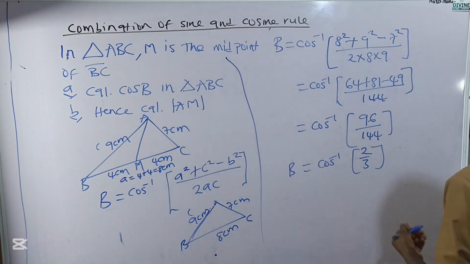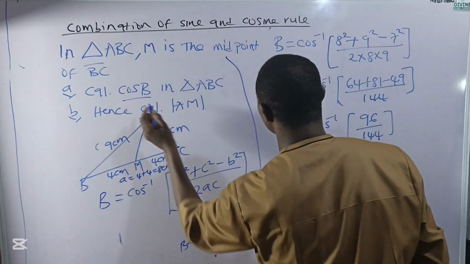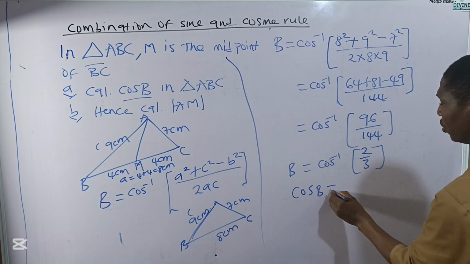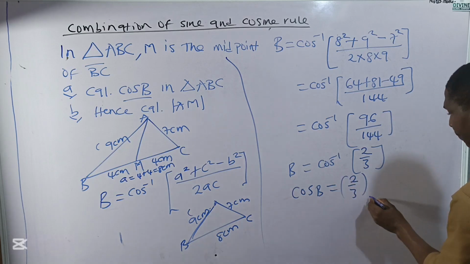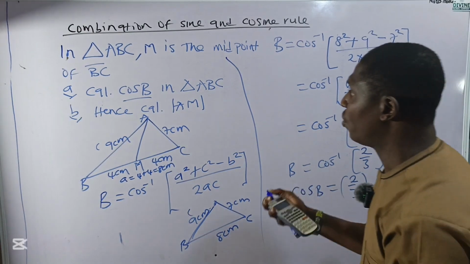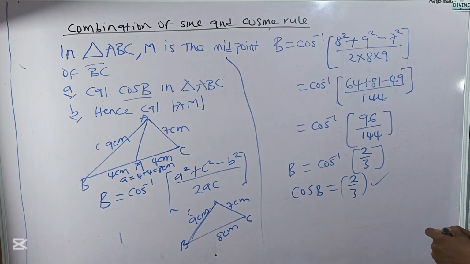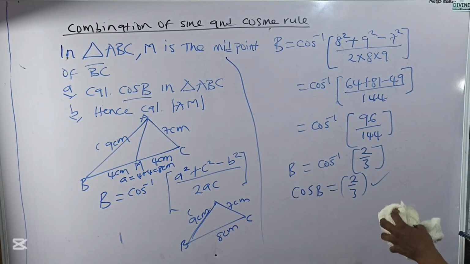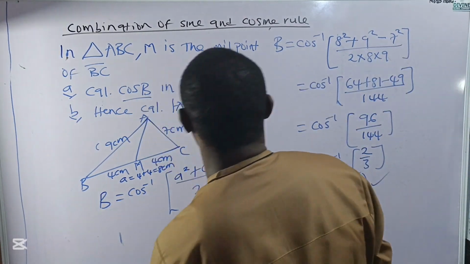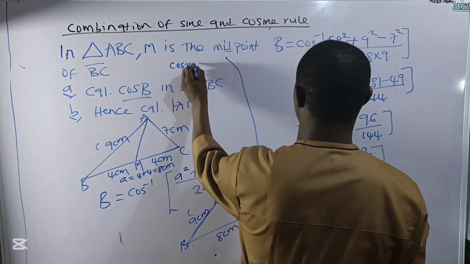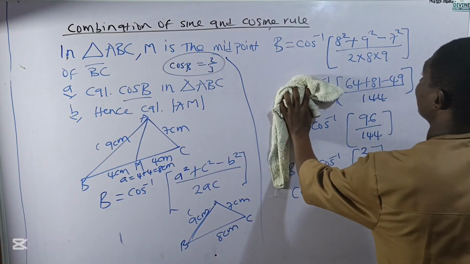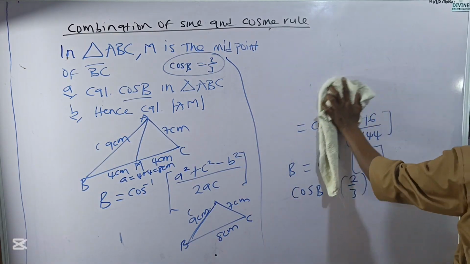I wasn't asked to look for angle B. I'm asked to look for cos B. So if I want to bring my cos from here to here, it becomes cos B equals 2 over 3. And this is my answer for cos B. Now, the next question we were asked is to look for AM. Now, how do we work out AM? Cos B is equal to 2 over 3. Let's write it out and see how we can get our AM.